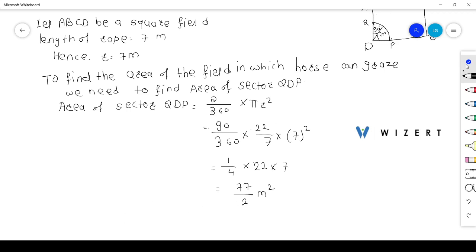Hence, our correct option is option B. Area of sector QDP is 77 by 2 square meters.